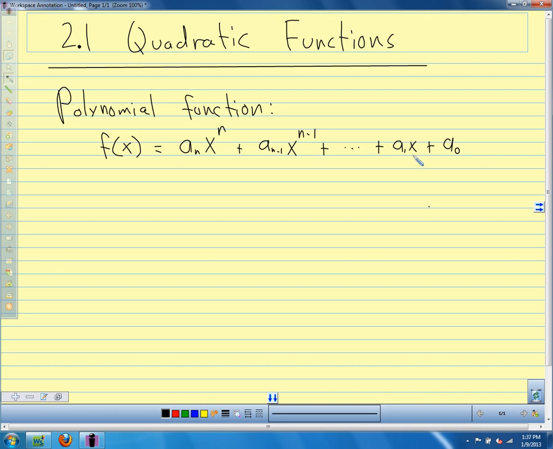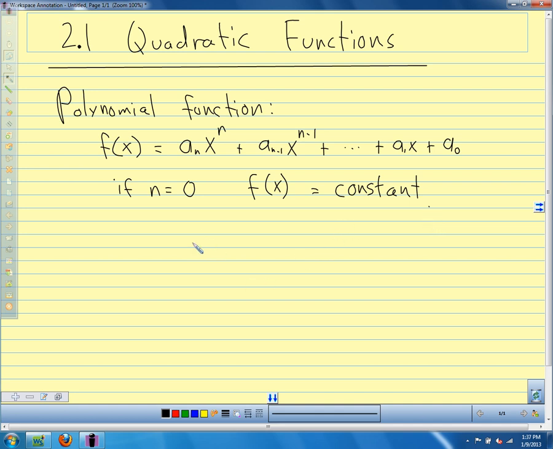If n equals 0, that means that the highest power on x is 0. Well, any number to the 0 power is just 1. So all that we're left with is a constant. So if n equals 0, f of x is just a constant function. So that means we don't have any variables, that we just have a number. So we just have a constant.